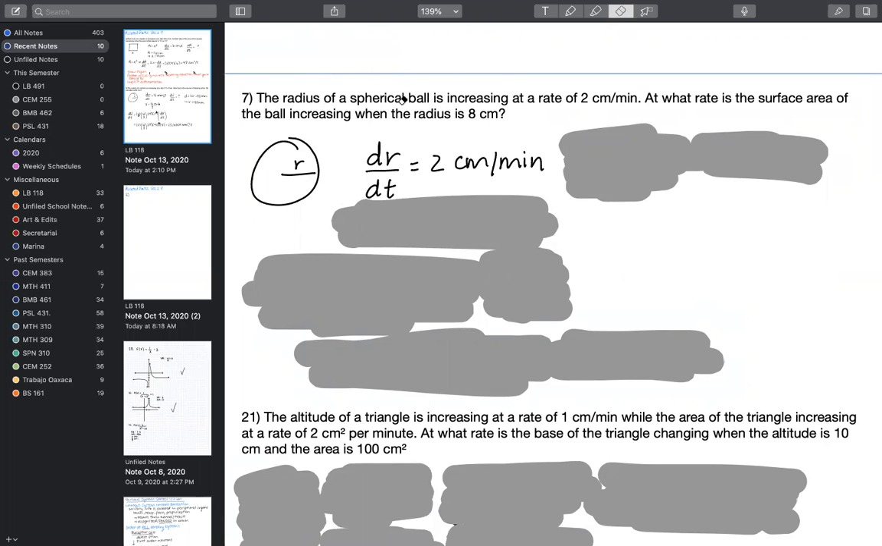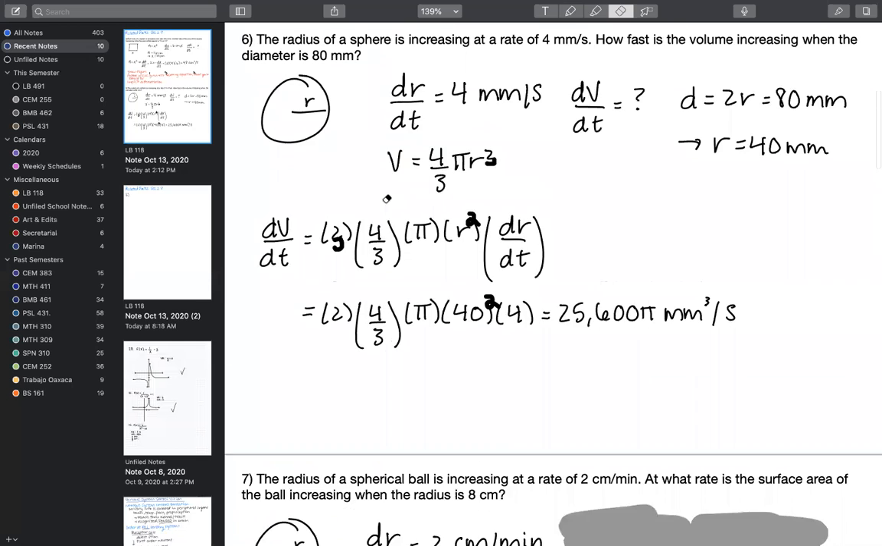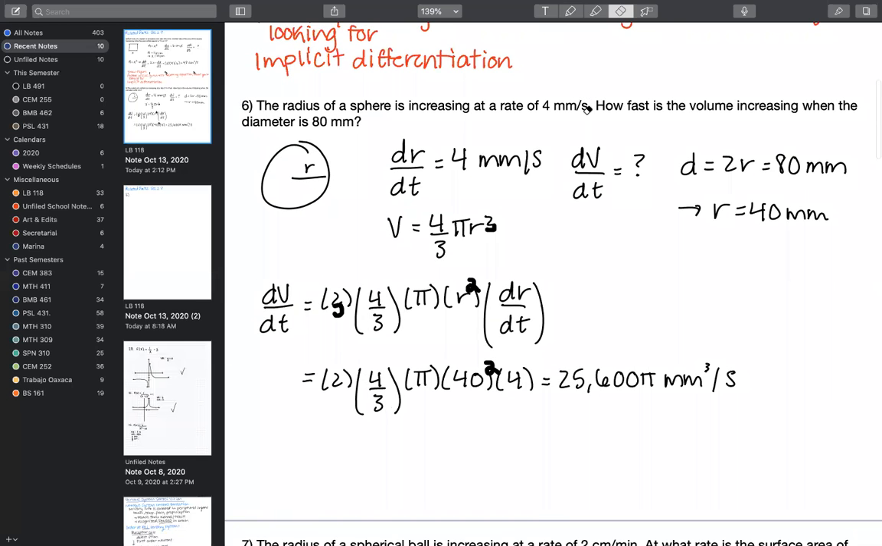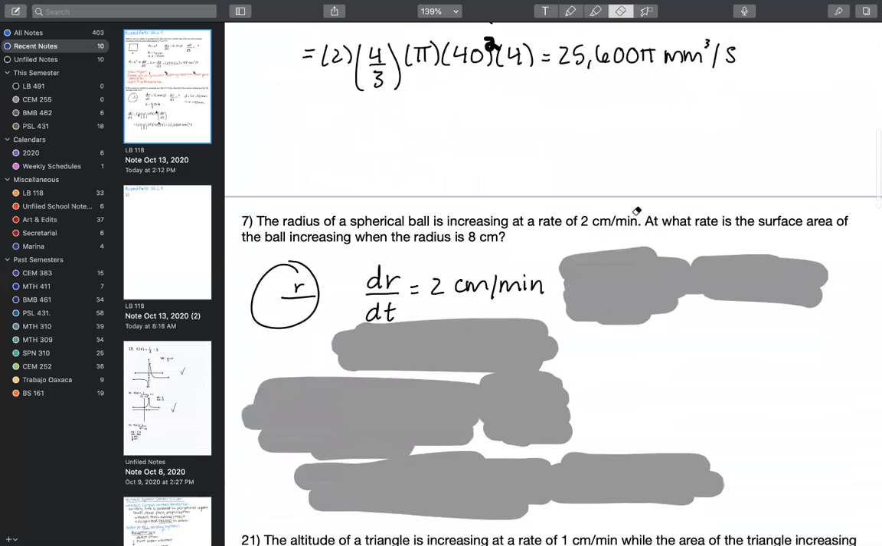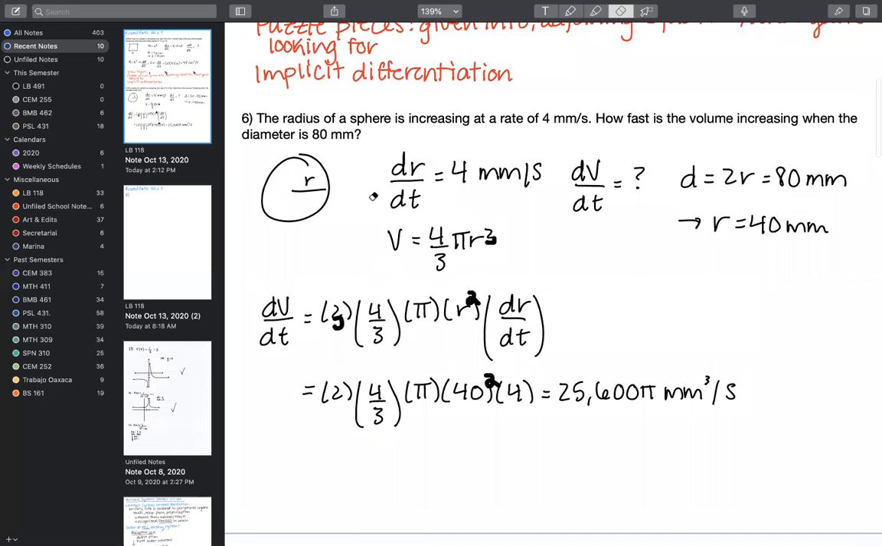So the radius of the spherical ball is increasing, so it's going to be positive 2, at a rate of 2 centimeters per minute. So the radius is going to be the length that is represented in centimeters, and then we're told that it's in minutes. We're just going to call it t. In the last problem, we did it in terms of seconds. This one we're doing in terms of minutes, and we don't have to concern ourselves very much. So both of these are called dr/dt, but their units are different.